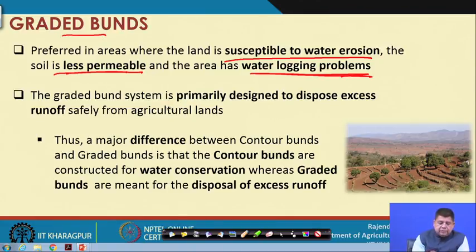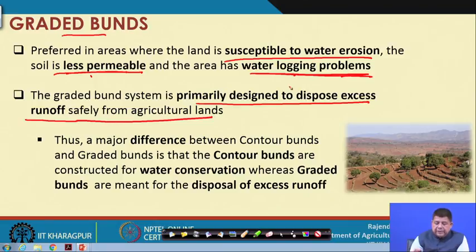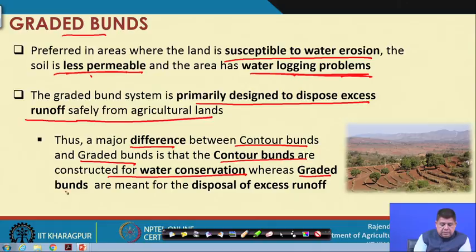Just to remind, the graded bund system is primarily designed to dispose excess runoff safely from agricultural lands. Any area which is waterlogged or where the soil is less permeable, obviously we do not want water to get stored there, and that is where we adopt graded bunds, so that the excess runoff can be safely disposed of. The major difference between contour bunds and graded bunds is that contour bunds are constructed for water conservation, whereas graded bunds are meant for disposal of excess runoff.